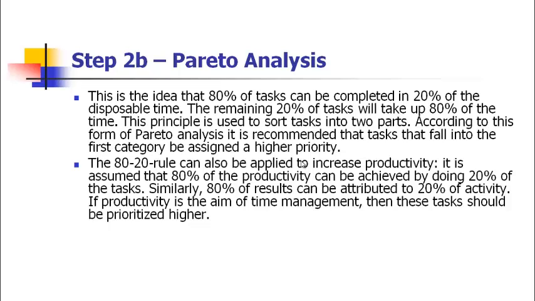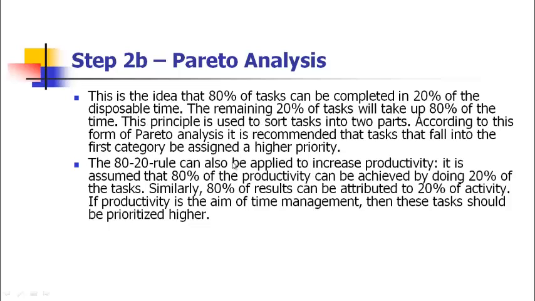Pareto analysis. This is the idea that 80% of the tasks can be completed in 20% of the disposable time, and the remaining 20% of tasks will take up 80% of your time. So it is kind of a Newton's law kind of thing. They call it Pareto analysis, and some people also call it the 80-20 principle. This principle is used to sort the tasks into two parts. According to this form of Pareto analysis, it is recommended that the tasks that fall into the first category be assigned a higher priority.